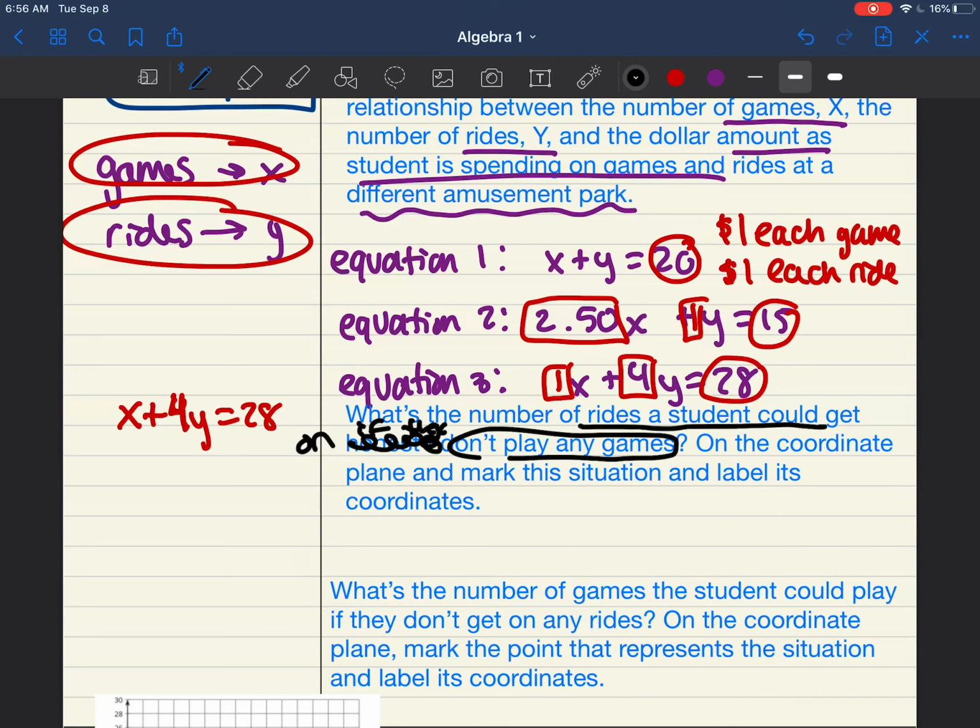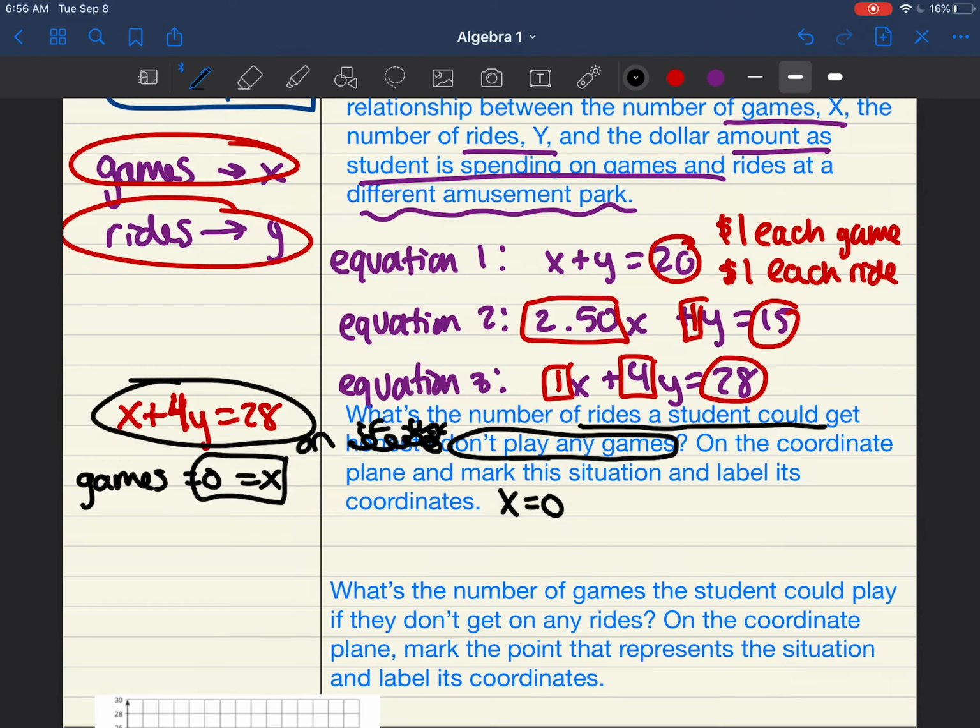So if we don't play any games, how many games are we playing? 0. So x is 0. And then we want to figure out the number of rides, y. So we're going to work just with this equation. So this problem told me x is 0. We're not going to spend any money on games. X is 0, which is games. So then we would do 0 for x plus 4y equals 28. Well, adding 0 doesn't do anything, so we can cross that out, and we're left with 4y equals 28. We can divide both sides by 4, and we're going to get y equals 7.